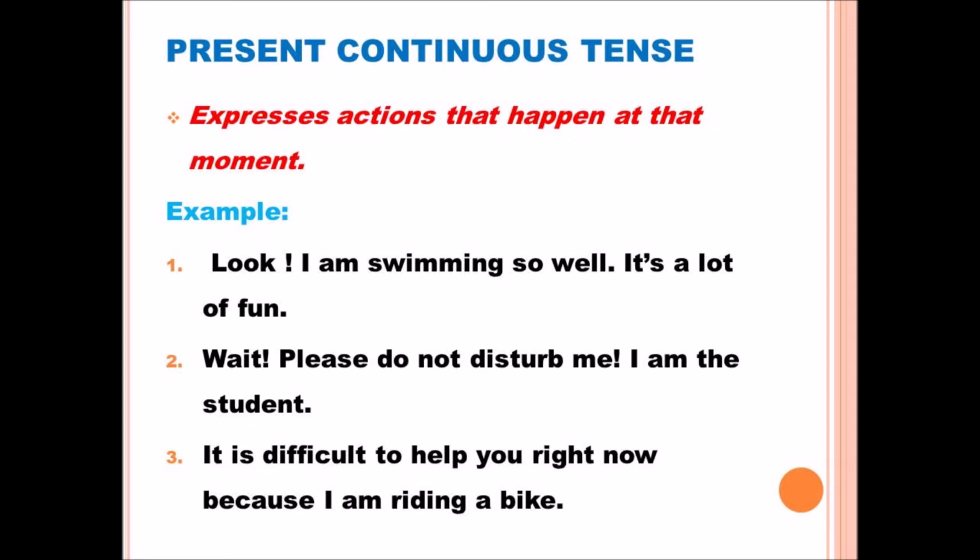Let us see the second example. Wait, please don't disturb me. I am studying. Here it is happening at that time, so they are using it like this. It is difficult to help you right now because I am riding a bike. So he is riding a bike, the action is going on, so he cannot help anybody. So that is why he mentioned, it is difficult to help you right now. So right now is a key word for present continuous tense.